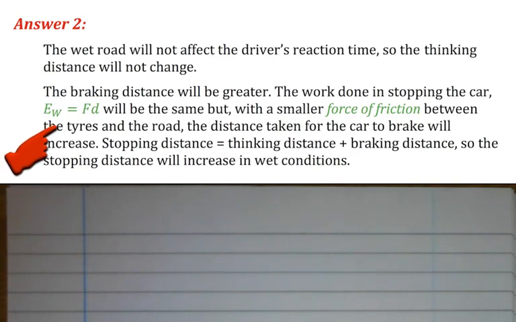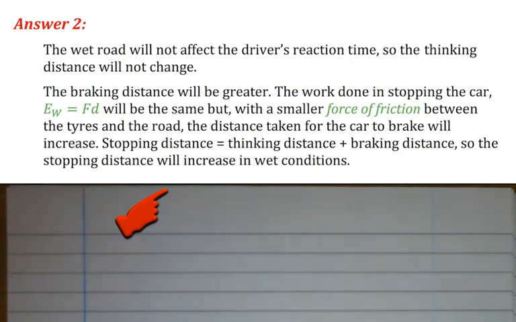And therefore, if the frictional force, this force F, the frictional force between the tyres and the road, is decreased, then of course that's the force which is applied to the car in order to stop it. If that force is decreased, then the distance has to increase in order for the work done to be constant. Now, what else have I said? Work done is force times distance and will be the same, but with a smaller force of friction between the tyres and the road, the distance taken for the car to brake will increase. Stopping distance, as we've said before, is the thinking distance plus the braking distance. So overall, the stopping distance will increase in wet conditions.